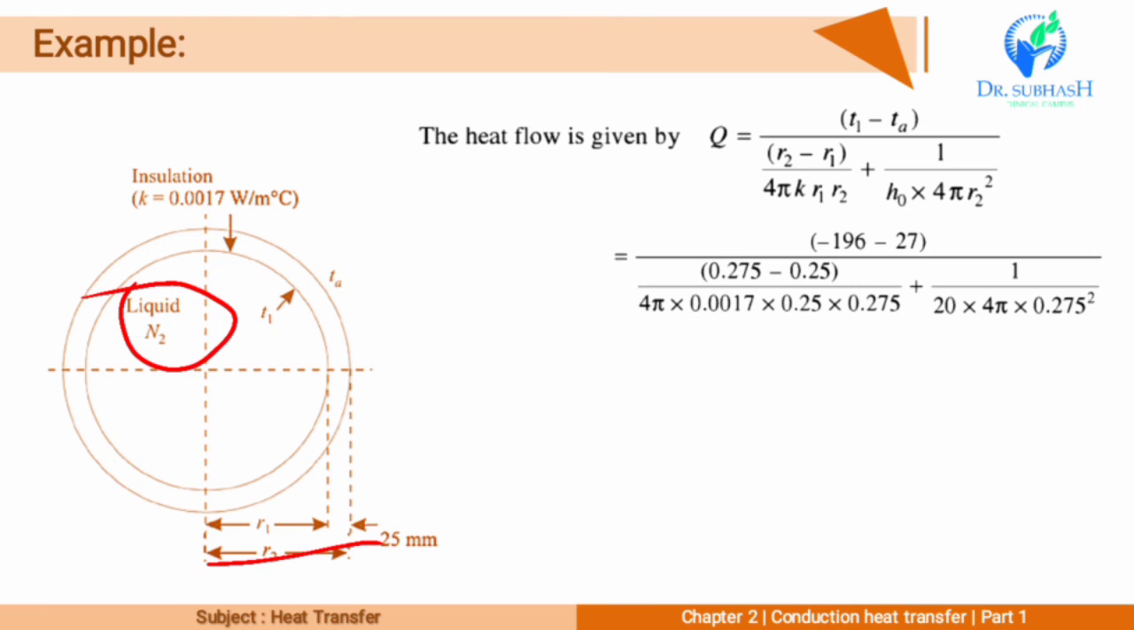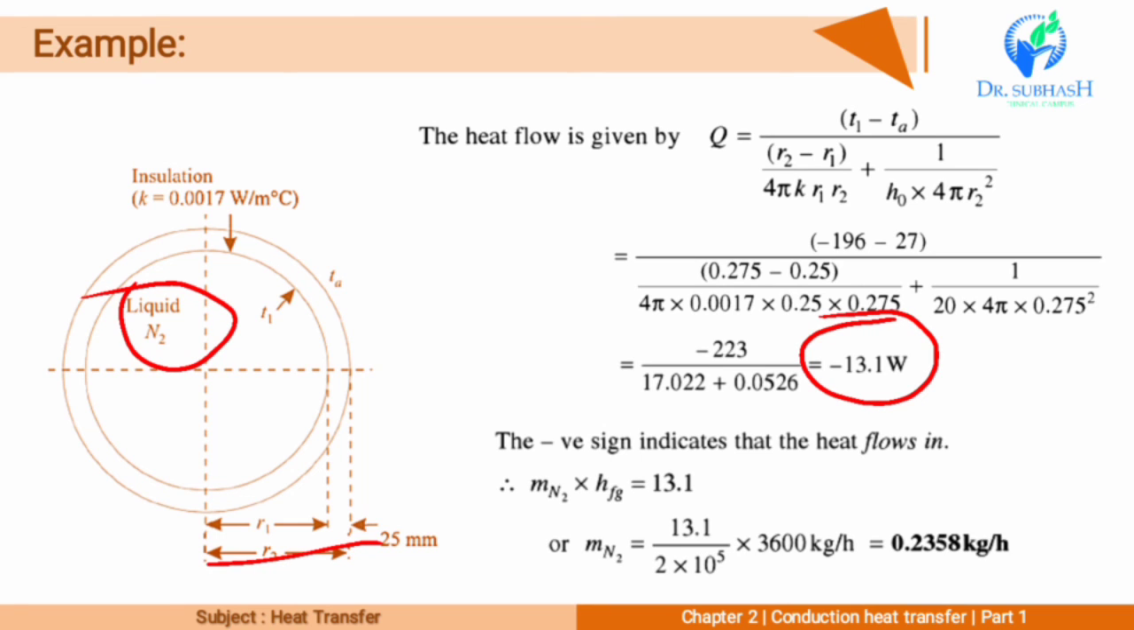Putting the values into the equation, we get Q is equal to minus 223 divided by 17.022 plus 0.0526, and by mathematical simplification we get the heat transfer rate Q equal to minus 13.1 watt. Here the negative sign indicates that the heat flows in, or you can say inside.